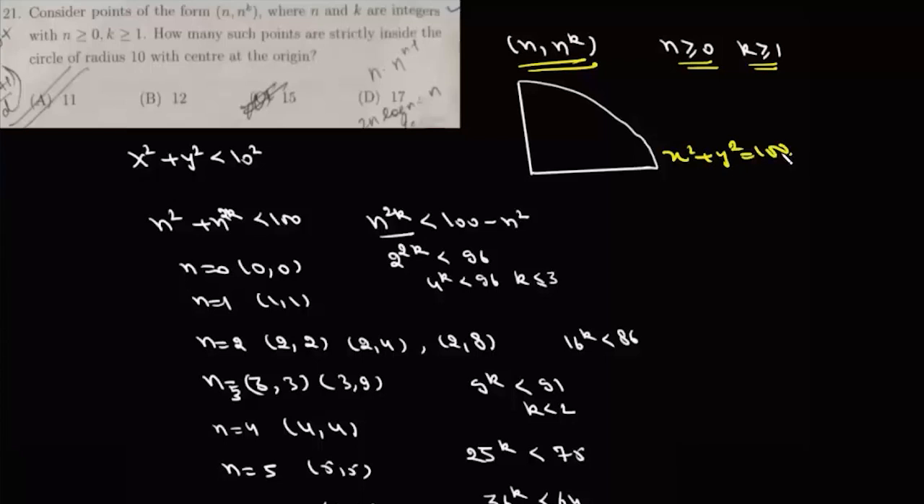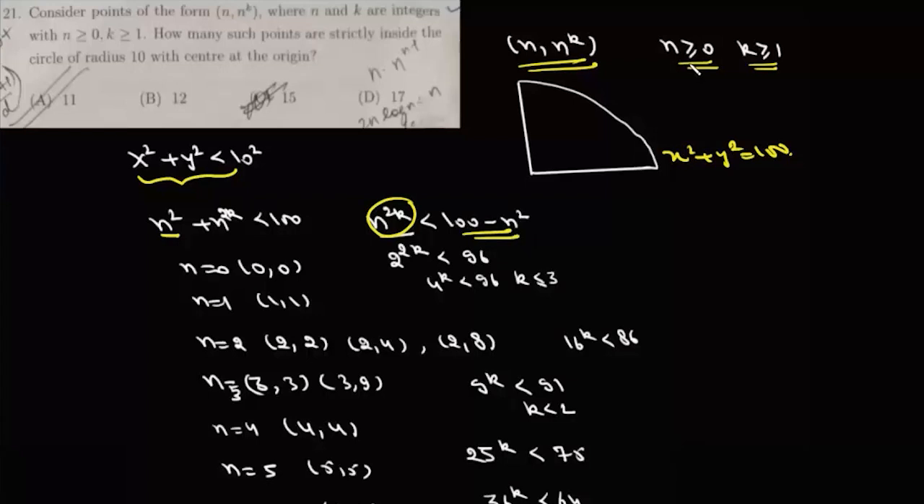So if the point lies inside this circle, then x square plus y square should be less than 100, and x is n and y is n to the power k. So basically n square plus n to the power 2k should be less than 100, or n to the power 2k should be less than 100 minus n square.